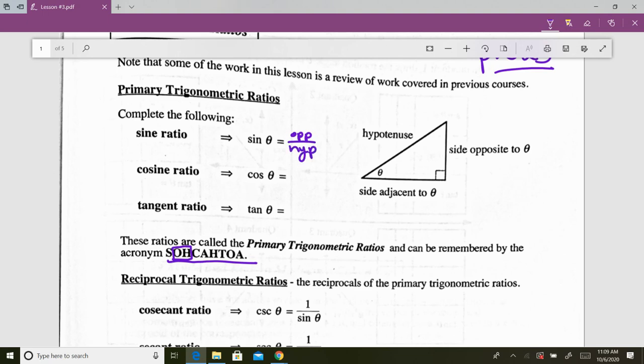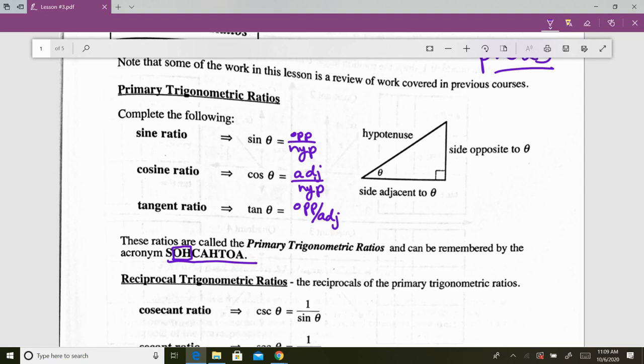Cosine is the CAH. What two sides? Adjacent over the hypotenuse. And tangent is the TOA. Opposite over adjacent. Those are the primary trig ratios. Everybody's seen those. You can use them.